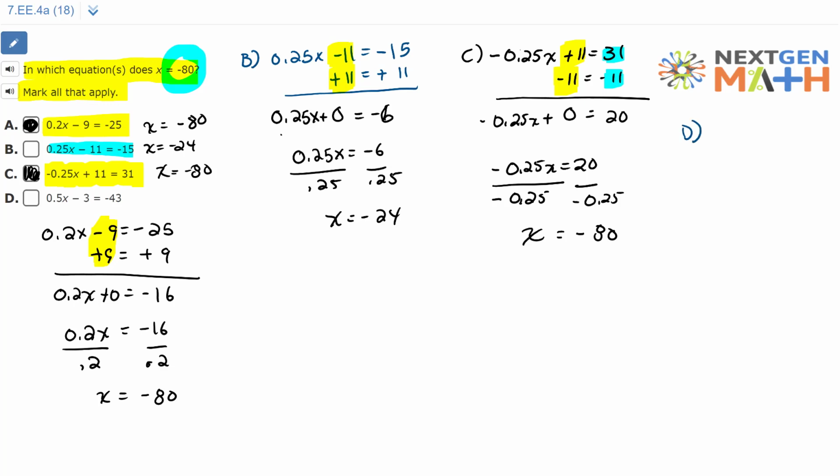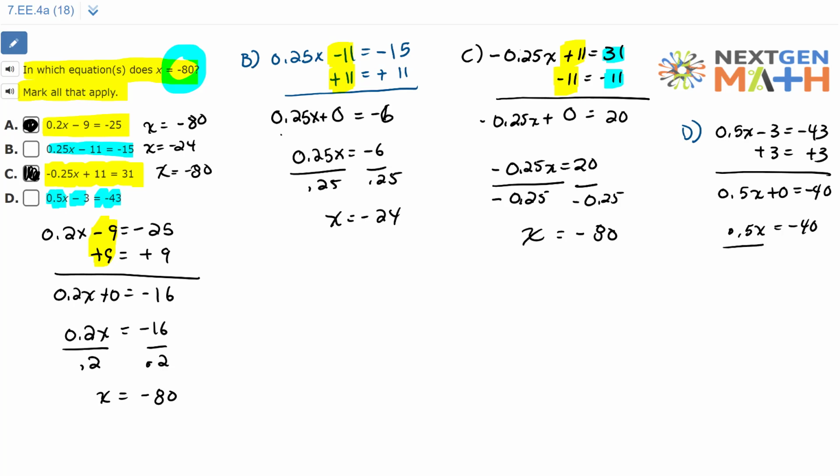Now let's go ahead and work D. D is 5/10 x minus 3 equals negative 43. Now we add 3 to each side, and 5/10 x plus 0 equals negative 40. We'll rewrite this as 5/10 x equals negative 40. Divide each side by 5/10.